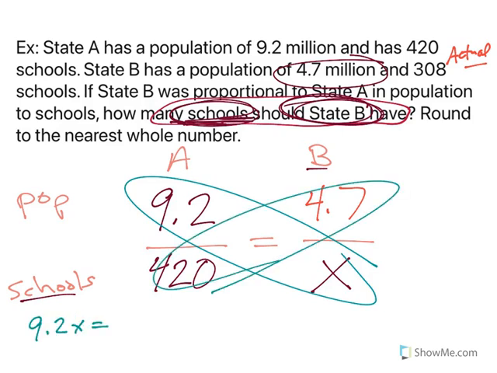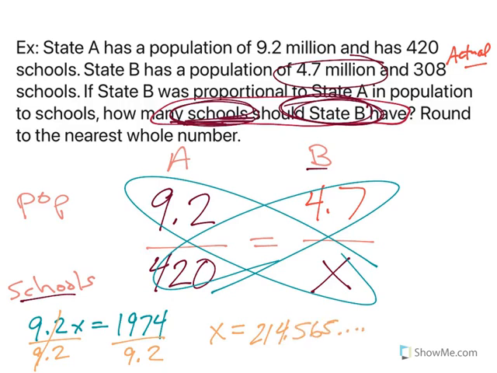9.2x equals 420 times 4.7, which gives me 1974. We're going to divide both sides by 9.2 because that's the coefficient of x. And x gives me 214.565. Let's keep going. Because it says round to the nearest whole number, and we are talking about number of schools, we look at one decimal place past. 5 tells me to round up.